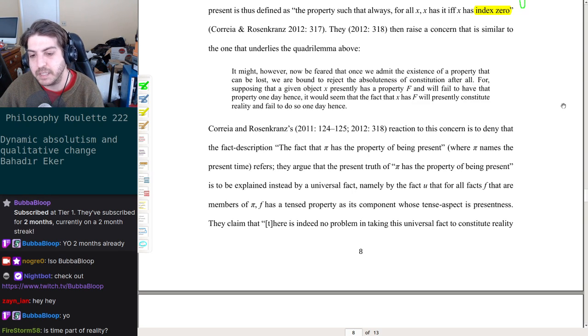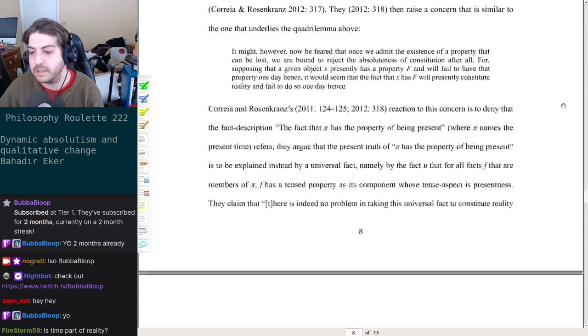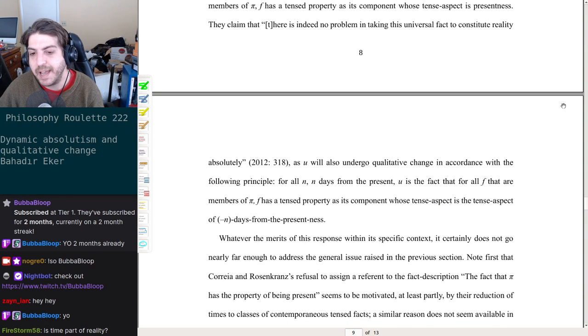They claim that there is indeed no problem in taking this universal fact to constitute reality absolutely, as it will also undergo qualitative change in accordance with the following principle. For all n days from the present, there is the fact that for all f that are members of pi, f has a tense property as its component whose tense aspect is the tense aspect of n days from presentness.